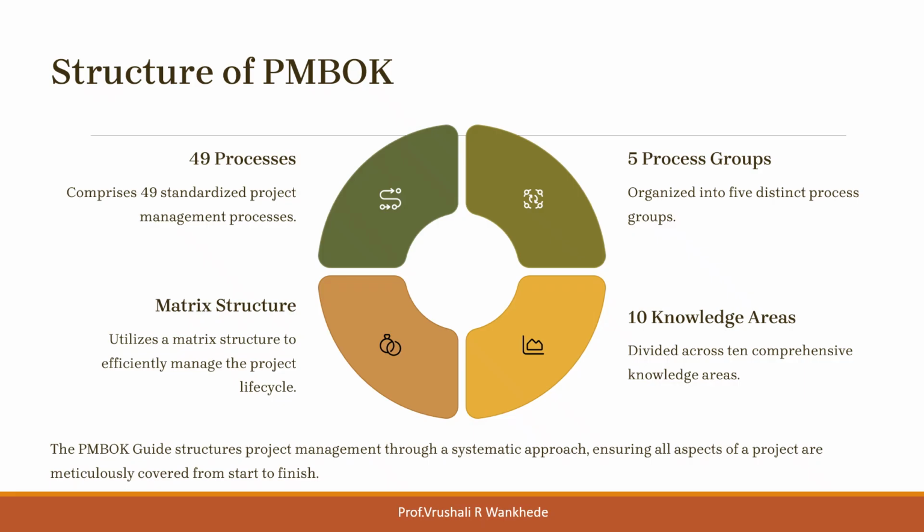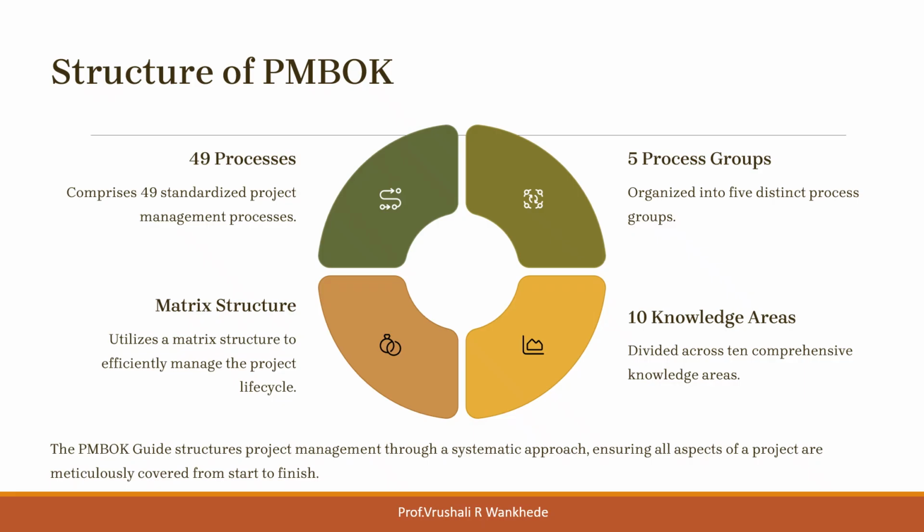Basically, the 49 processes are the different procedures you should follow at the time of managing a particular project. That's why the 49 processes are mentioned here. Then the 5 processes are organized into 5 distinct process groups. Then the matrix structure is utilized to efficiently manage the project cycle. And then the 10 knowledge areas.